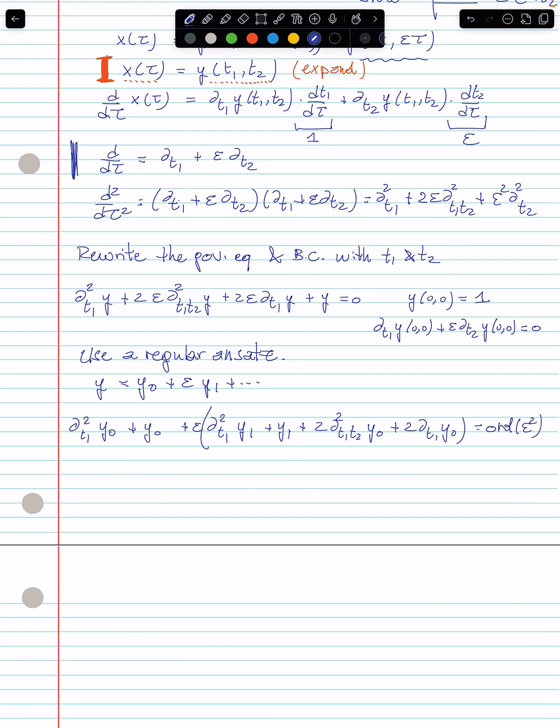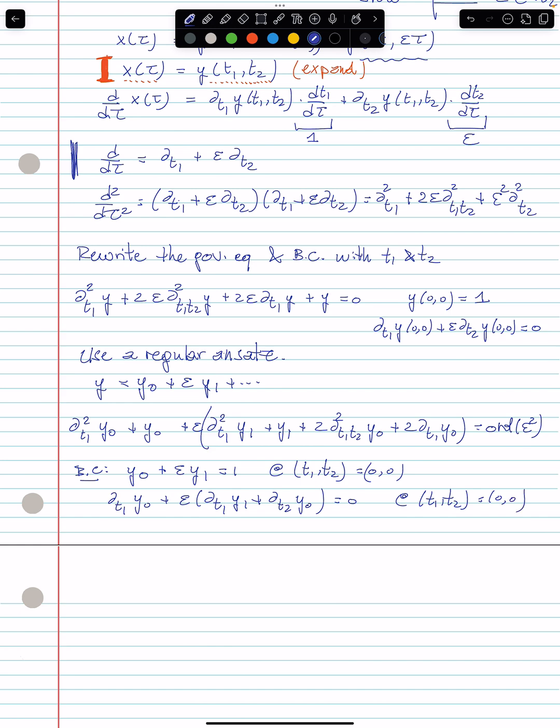That's the new governing equation, and the boundary conditions will just say that y0 plus epsilon y1 is equal to 1 at t1, t2 equal to 0. And the first derivative, y0 plus epsilon times the derivative with respect to t1 of y1 plus the derivative with respect to t2 of y0, is equal to 0. Same at t1, t2 equal to 0, 0.